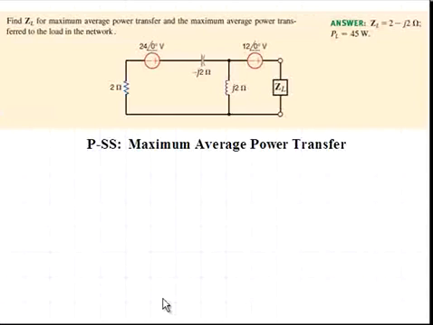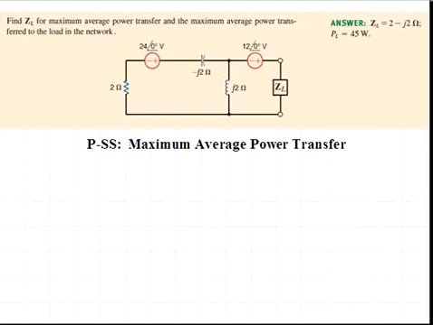This is Learning Assessment Problem 9.8. The problem-solving strategy to be applied here is that of maximum average power transfer. We have a network with an arbitrary load impedance Z sub L connected, and we are asked to determine the value of that load impedance to achieve maximum power transfer into it and the value of that maximum transferred power.